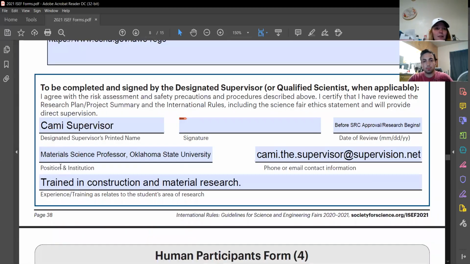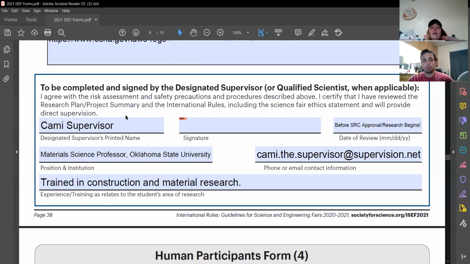In this last section, the designated supervisor or qualified scientist, if the qualified scientist is acting as the designated supervisor, will agree to the risk assessment and safety precautions and procedures described above and certify that they have reviewed the research plan and project summary, as well as all the rules, science fair ethics statement, and all that fun jazz that can be found in the ISEF rules and guidelines.